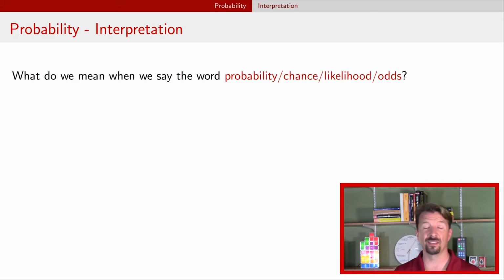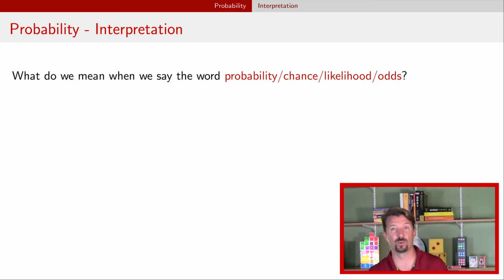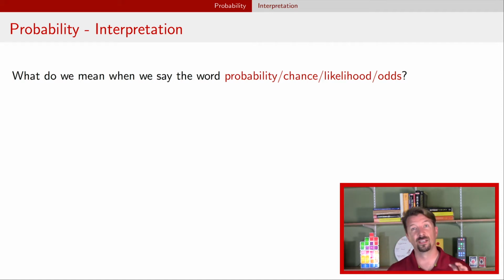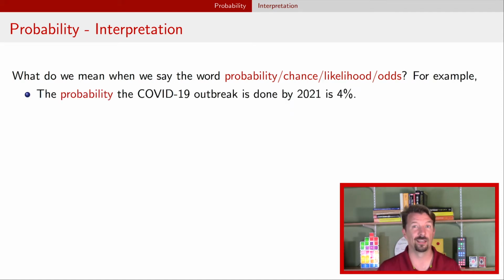So one example, this is being recorded in the summer of 2020, and therefore COVID-19 outbreak is hot and heavy. And so we might say something like, by the way, I have no idea if this is true, but what's the probability that the COVID-19 outbreak is done, in some sense, by 2021? Let's say that's 4%. If I were to say that, what is it that I mean by that statement?